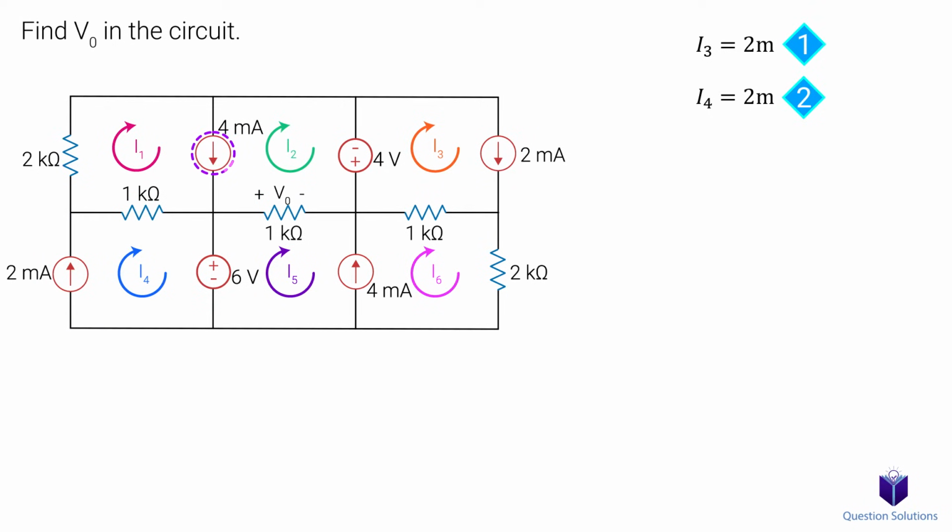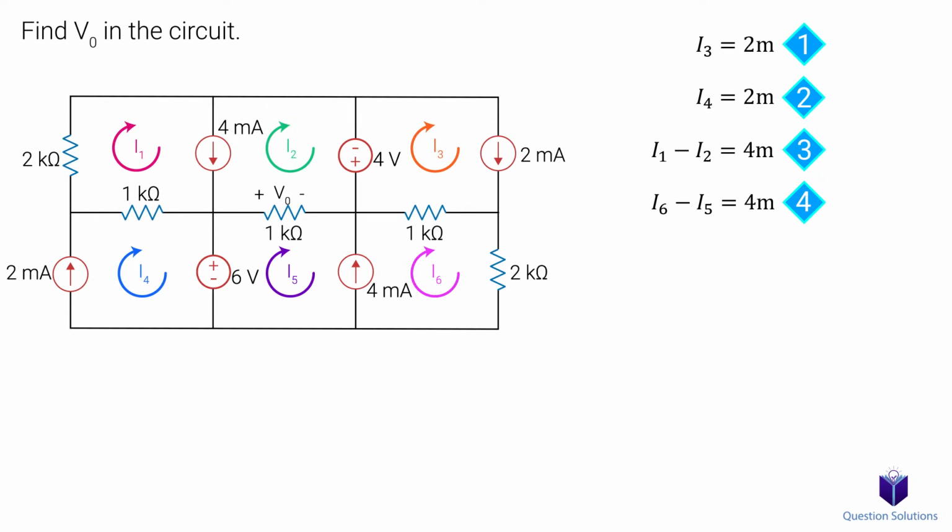Now we can focus on this current source. What can we say about the two mesh currents flowing in this branch? We see that I1 goes in the same direction as the current source, while I2 goes against it. So I1 minus I2 gives us 4 milliamps. This is our third equation. Next, we have this current source. So here, I6 is going the same way as our current source, while I5 is opposing it. That means I6 minus I5 gives us 4 milliamps. This is our fourth equation.